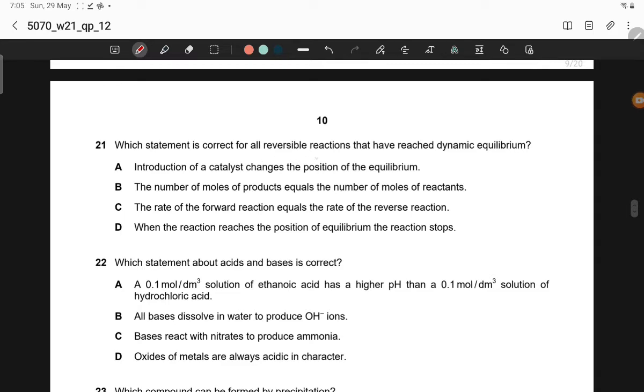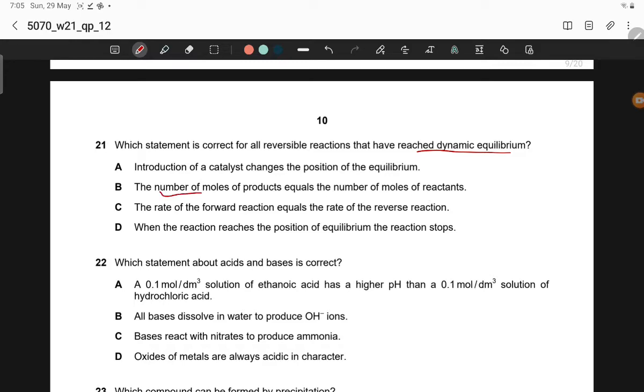Which statement is correct for all reversible reactions that have reached dynamic equilibrium? Introduction of catalyst changes the position of equilibrium. So, a catalyst does not change the position of equilibrium. In fact, it preserves the dynamic equilibrium. The number of moles of products equals the number of moles of reactants.